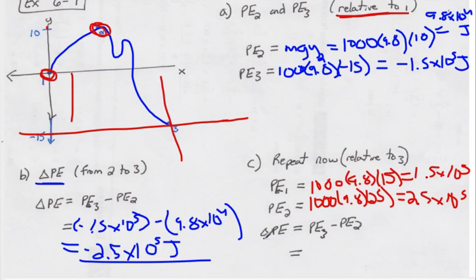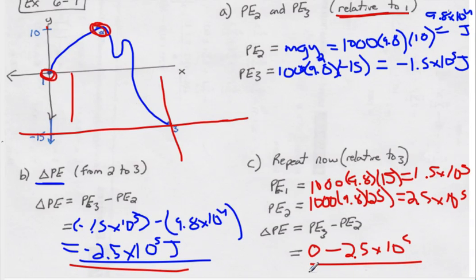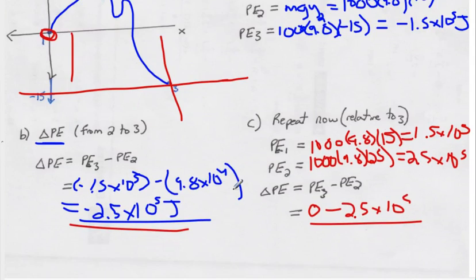Okay, if we redo the change of potential energy from 3 to 2 in this coordinate system, what's the potential energy here? Since this is at the origin now, the potential energy there is now 0. What's the potential energy at 2? Wasn't it this? 2.5 times 10 to the 5th. What do you know? Look at that. That's the same number as what we got here. It doesn't matter where we put our coordinate system. I hope that proves it to you.